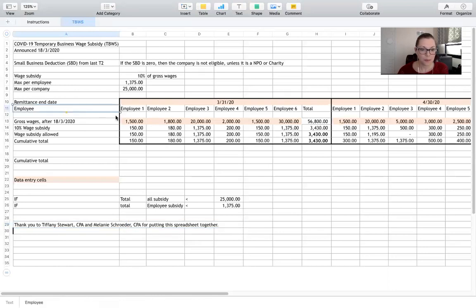And remember, you're not filling in any paperwork when you do this wage subsidy. You're just going to short pay your source deductions remittance. But this is how you would calculate it, and you do need to be tracking it per employee.